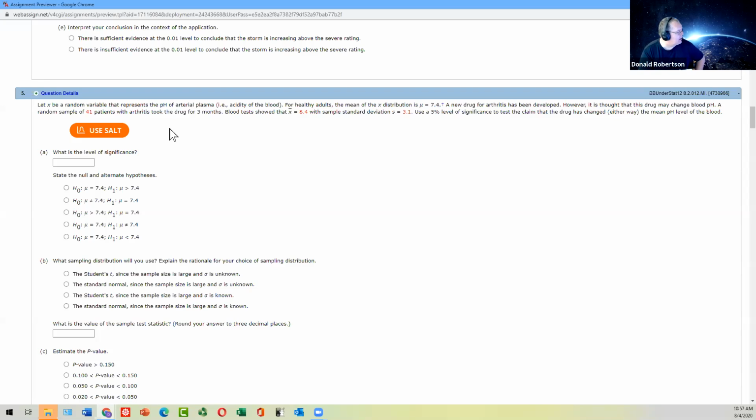So we're going to create a random sample of 41 patients. In this case, do you see that the mean is 8.4, which is a bit high, right? It should be 7.4, but it's 8.4. And the sample standard deviation is 3.1, and you're going to use an alpha of 5%. So do you see all the information in my story is kind of there, right? So what is the significance level? Well, the significance level is 5%, but you write it as a decimal.